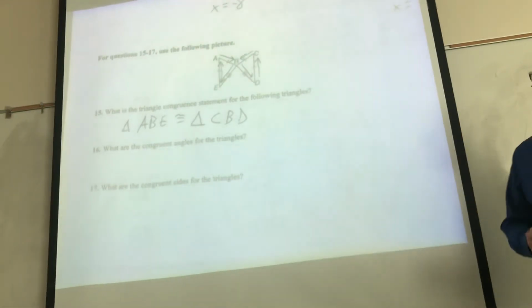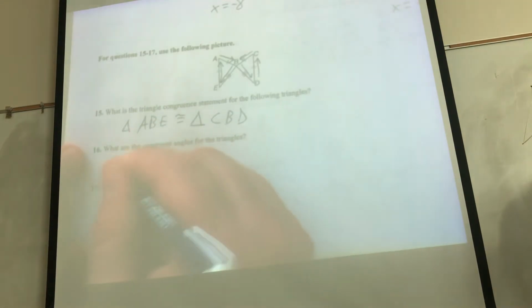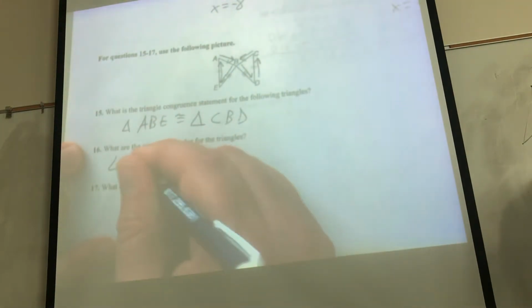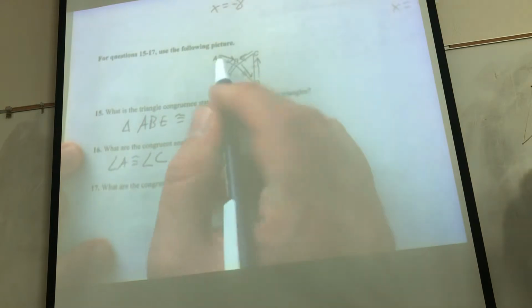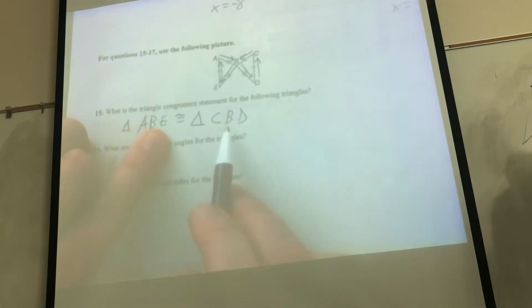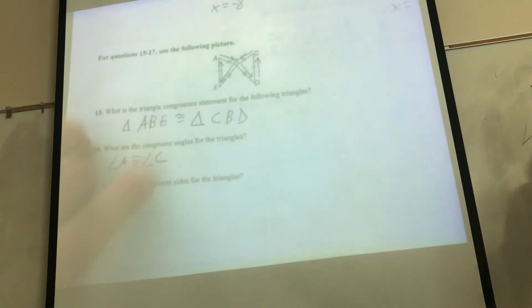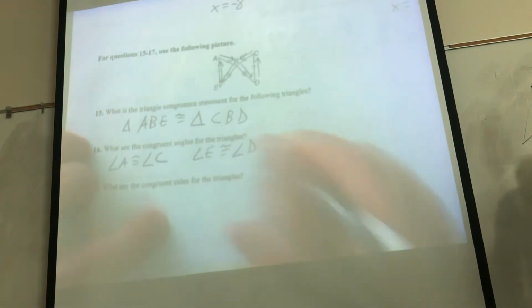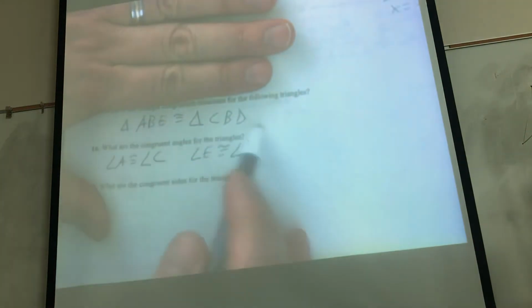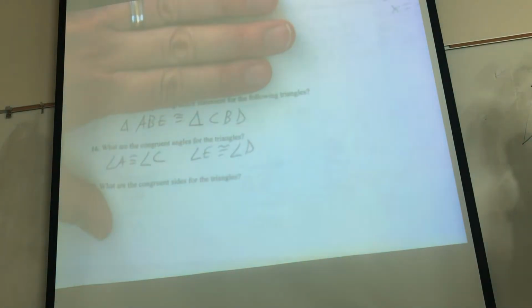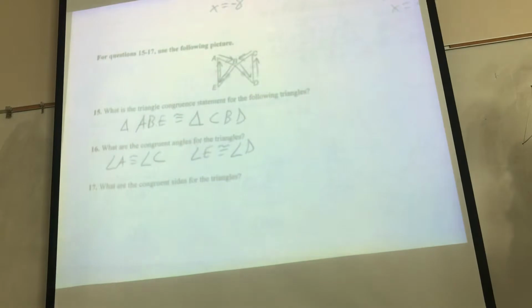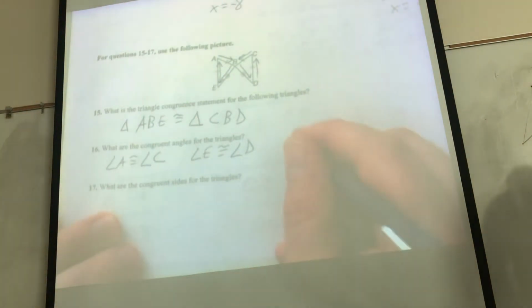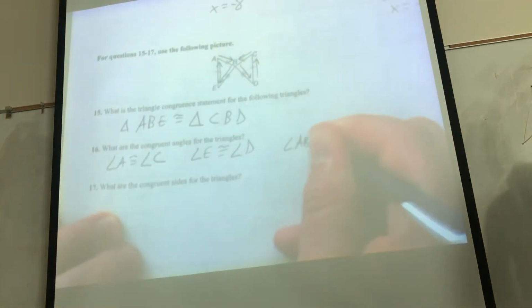What are the congruent angles for the triangles? Angle A is going to be congruent to angle C. Again, these letters should match up. So angle E is going to be congruent to angle D. I don't even need the picture. I can look at how we wrote this and make sure we're going the same direction. It's going to be the same stuff. Now they both have angle B, so that means angle ABE is congruent to angle CBD.